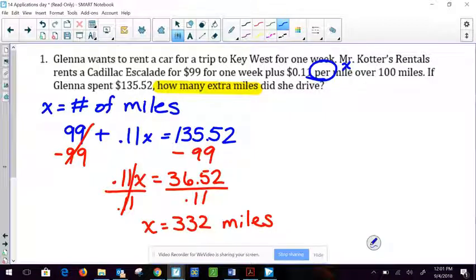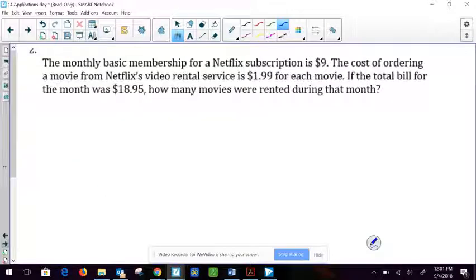One more. We're going to talk about the basic membership for Netflix. It says the basic membership for Netflix is $9. The cost of ordering a movie is $1.99 for each movie. Are the alarms going off yet? You are right. Each is where my X goes. So it says that the total bill for the month was $18.95. How many movies were rented? What's my question? How many movies? So that means X is equal to the number of movies.